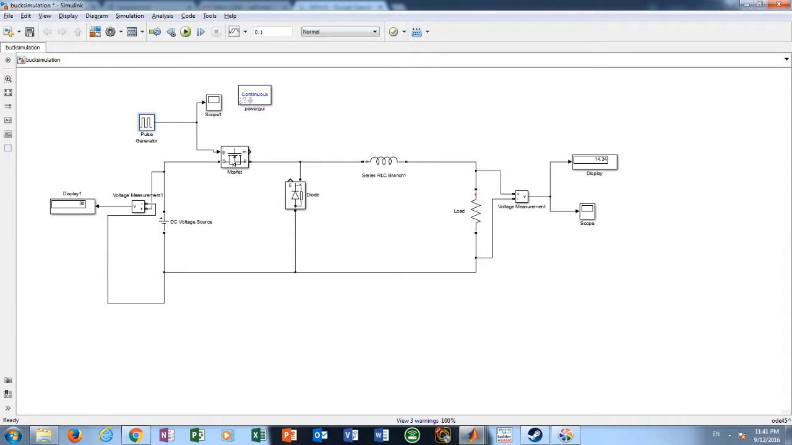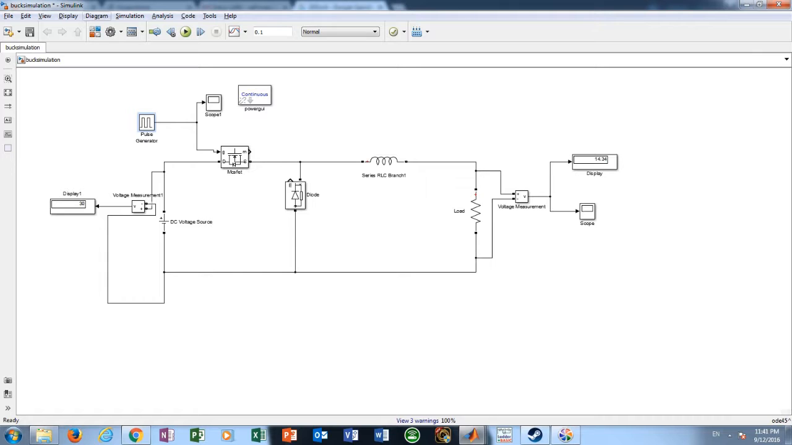Right now I'm doing the video simulation for the buck regulator for the subject EEE 3904 Electrical Power Engineering Lab. Before that, let me explain a little bit about the buck regulator. Buck regulators have an output voltage that is lower than the input voltage.